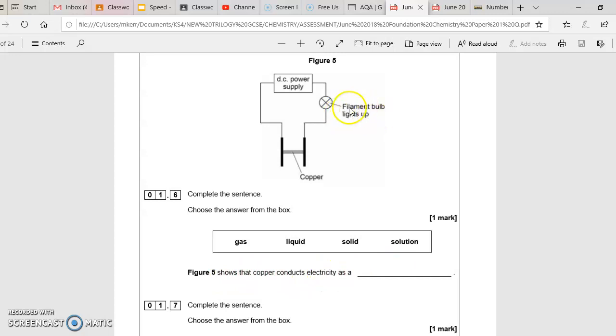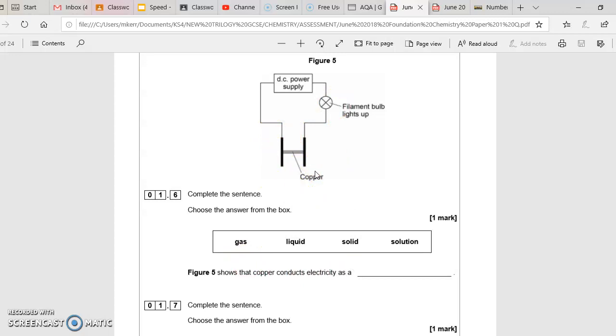Now, the fact is, it lights up. Please pause your video and answer. Okay, the fact that it lights up is going to tell us that this copper, therefore, has completed the circuit, which means it's a good conductor.